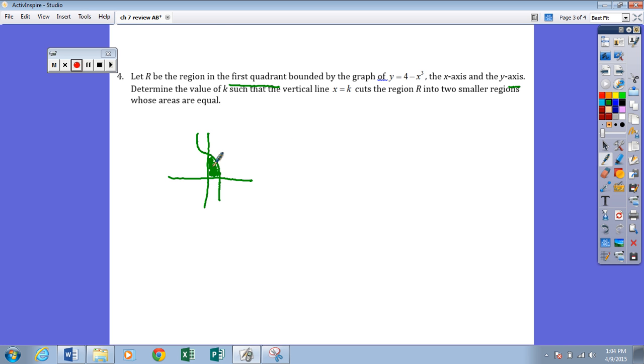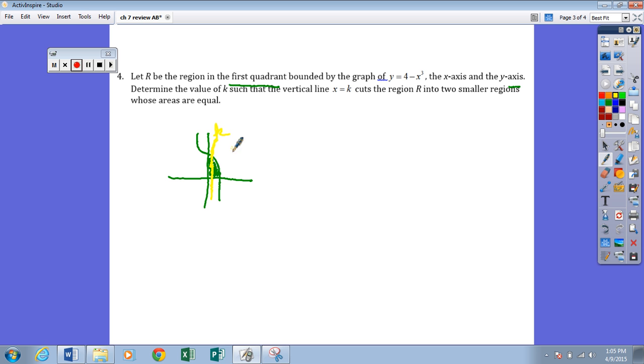And what are we doing to this? Okay, we want to take a vertical line and cut this region into 2 smaller regions whose areas are equal. So what this means is somewhere in here is a vertical line that they're saying to call K. So I'll draw it in there. I have this K that's going to cut this in half. So I'm trying to figure out where K is. So what I would do is find the area of the whole green piece and cut it in half. And then we'll set that equal to some other integral where our bound has to do with K.